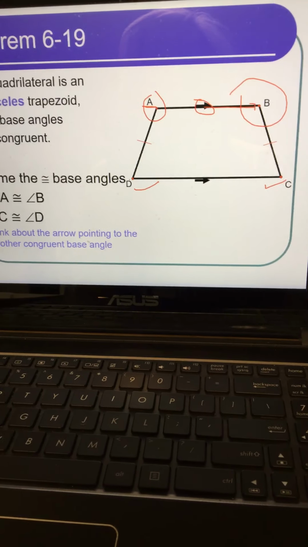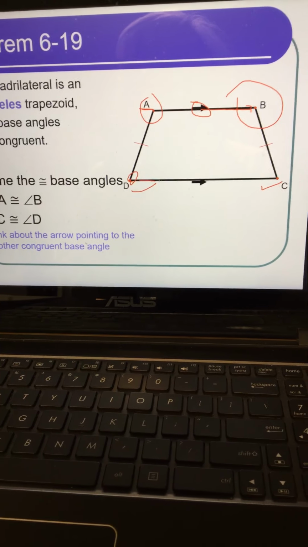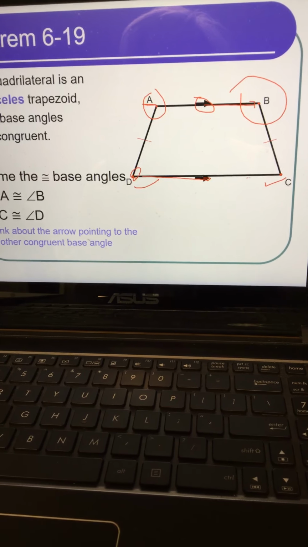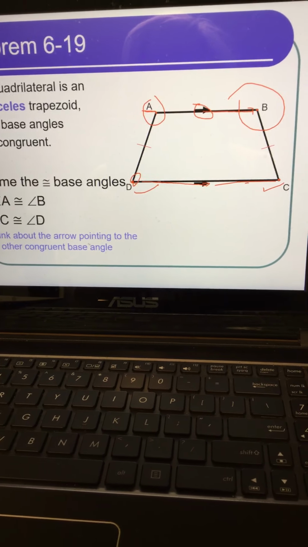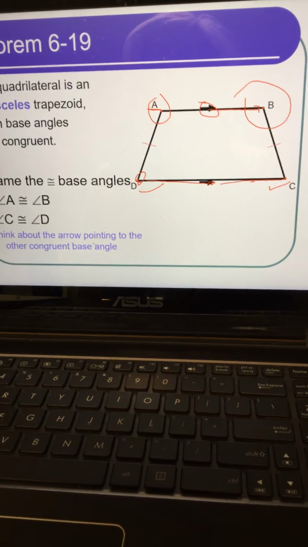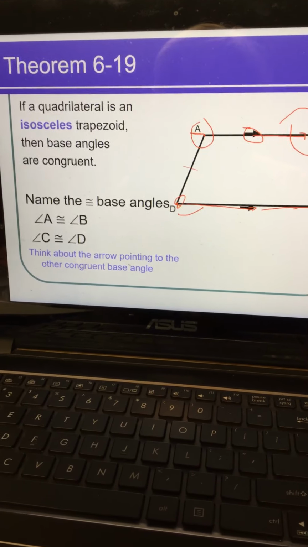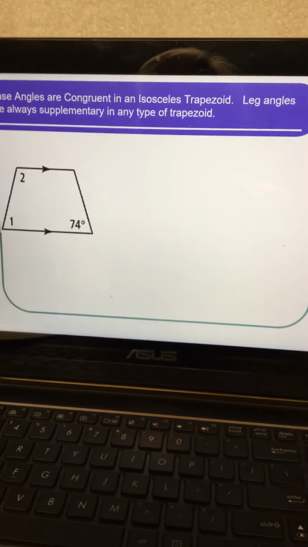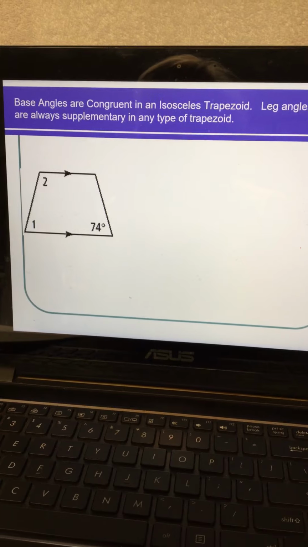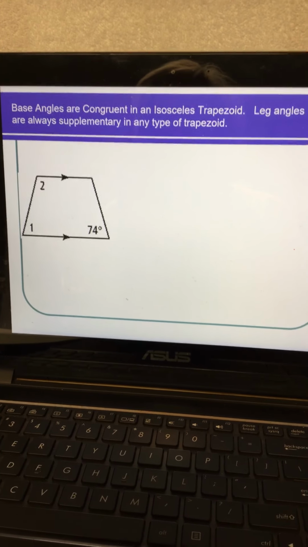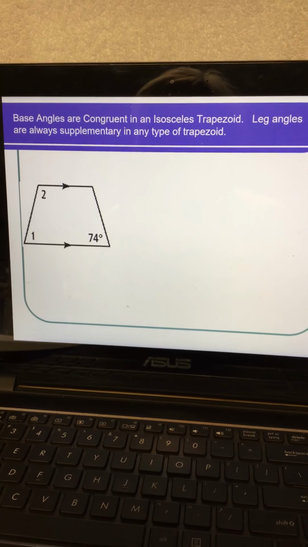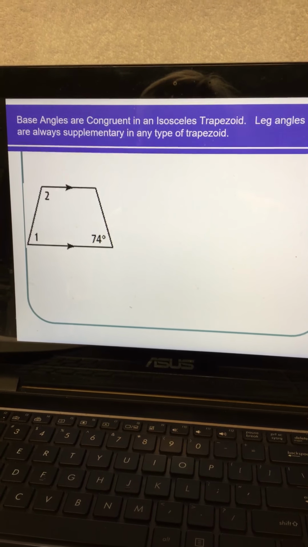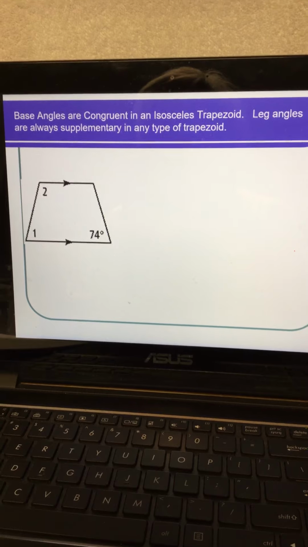Same thing down here, base angle D. There's that arrow pointing over to angle C. If they share this base, or they're along this parallel side here, they are going to be congruent. And this is just a reminder: base angles are always congruent in an isosceles trapezoid, but leg angles are always supplementary in any type of trapezoid.